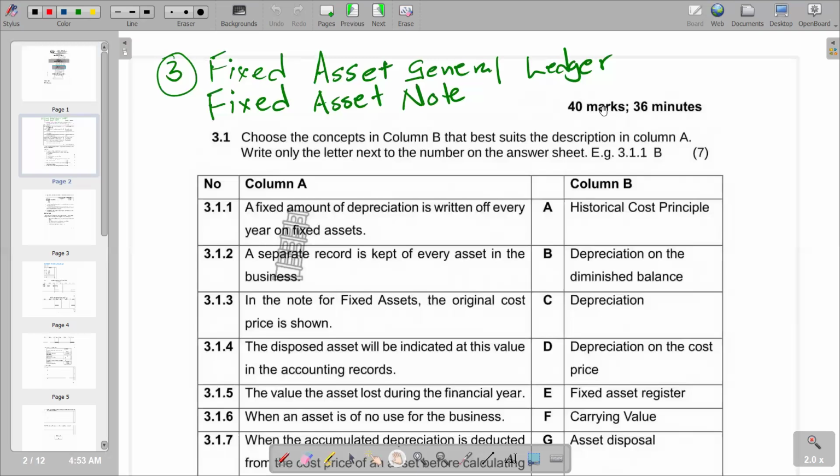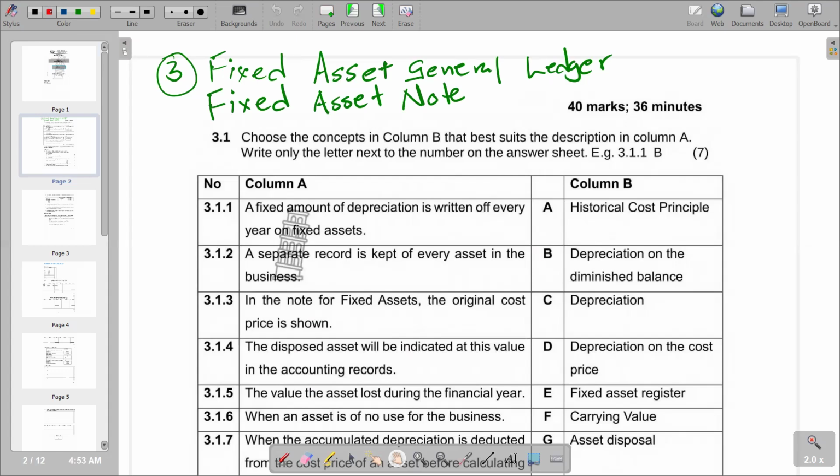Our question is worth 40 marks and requires you to spend on average 36 minutes on it. Then 3.1 is the first part, which reads: choose the concepts in column B that best describe the description in column A. Write only the letter next to the number on the answer sheet. This part is 7 marks. We have column A and column B. We need to go through the explanation and try to see the concept or term in column B that matches the explanation in column A.